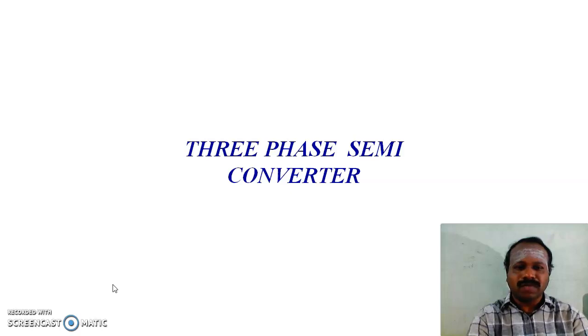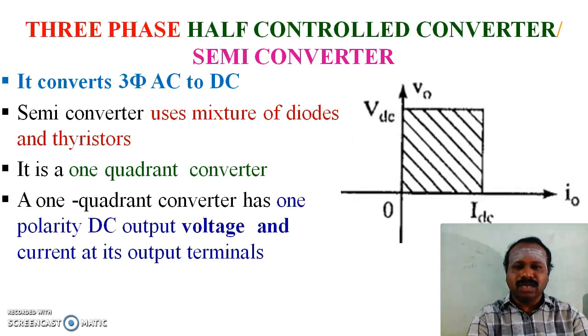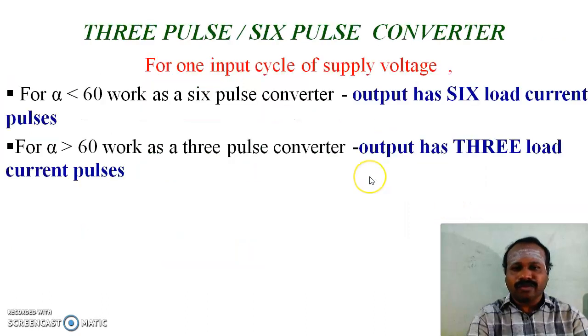Today's topic, three-phase semiconverter. This three-phase semiconverter is also known as a three-phase half-controlled converter because it uses half of the devices as controlled devices and another half of the devices as uncontrolled devices. This three-phase semiconverter converts the given three-phase AC into DC. The semiconverter uses a mixture of diodes and thyristors. It is a one-quadrant converter, that is, it operates in the first quadrant where VDC and IDC both are positive.